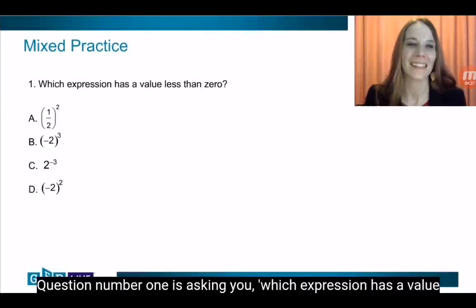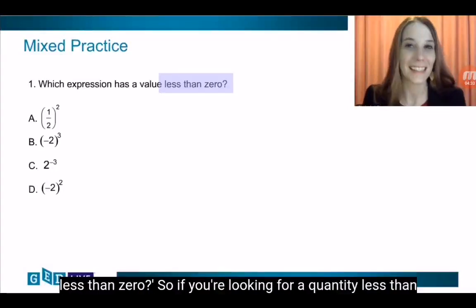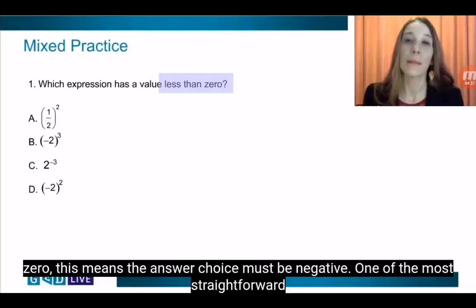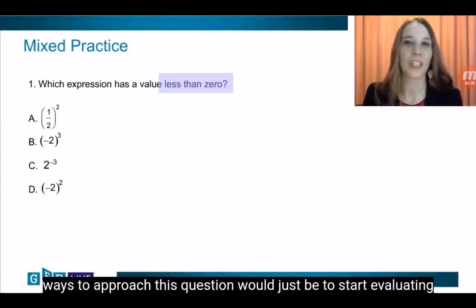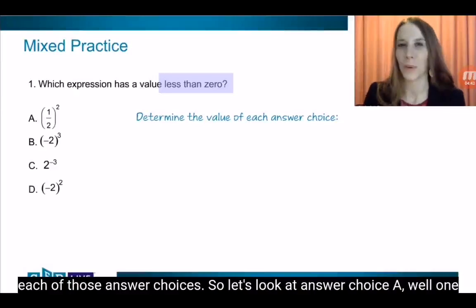Question number 1 is asking you which expression has a value less than 0. So if you're looking for a quantity less than 0, this means the answer choice must be negative. One of the most straightforward ways to approach this question would just be to start evaluating each of those answer choices. So let's look at answer choice A.